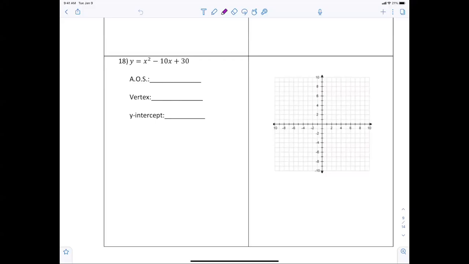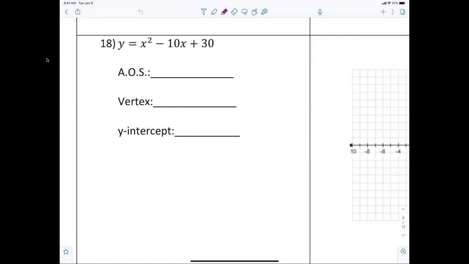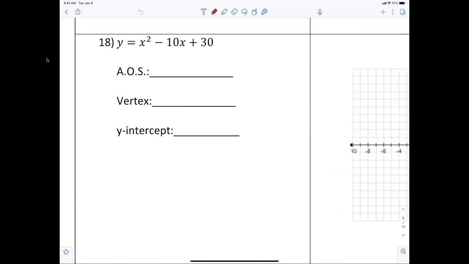All right, so here we go. So for question number 18, simple strategy. All right, this is standard form. Because this is standard form, it's not in vertex form, you have to find the axis of symmetry, which is just negative b over 2a. So that just makes it 10 over 2, which is equal to 5, if I'm not mistaken.